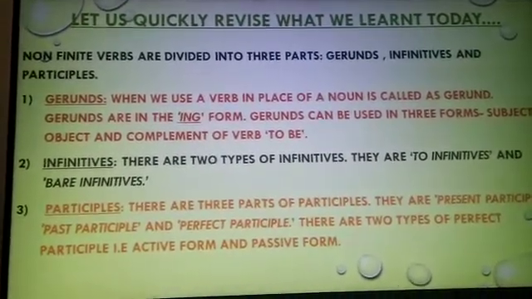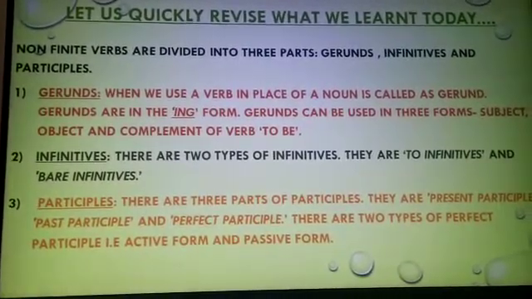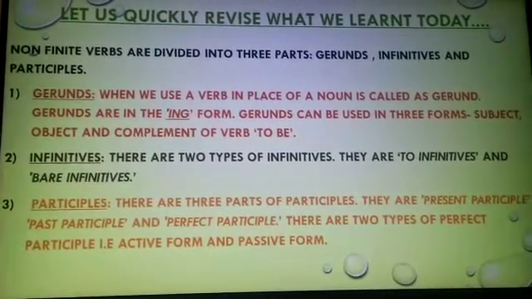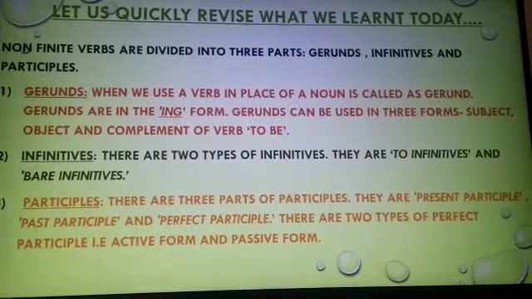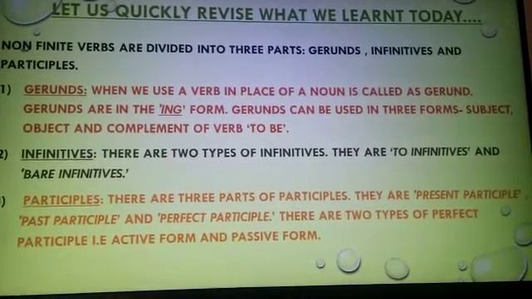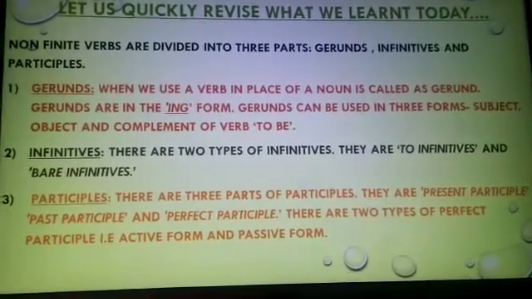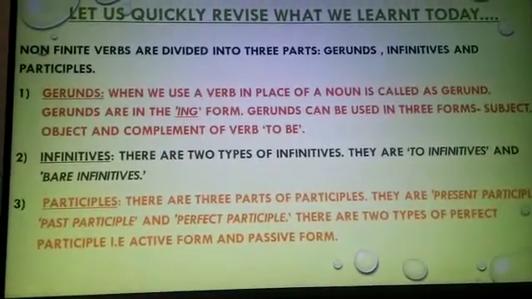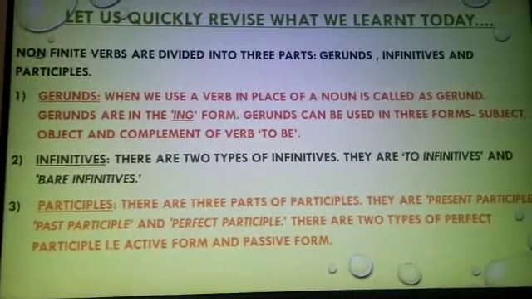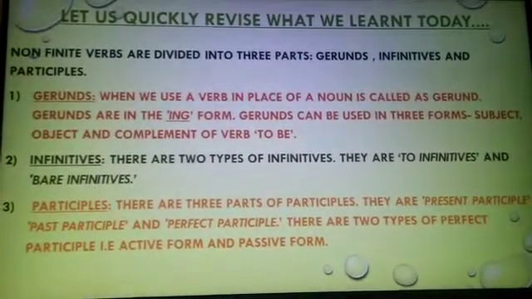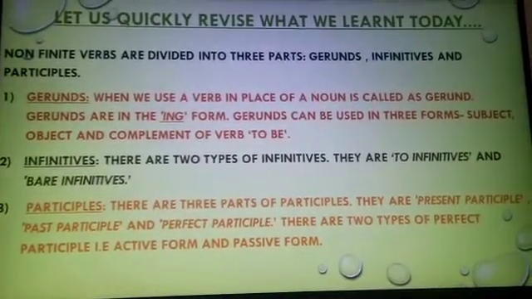Then we saw participles. We saw that there are three participles: present participle, past participle, and perfect participle. We saw the two types of perfect participle, that is active form and passive form. So this is what the topic is about. So students, I hope that you have understood the topic of non-finite verbs very well.